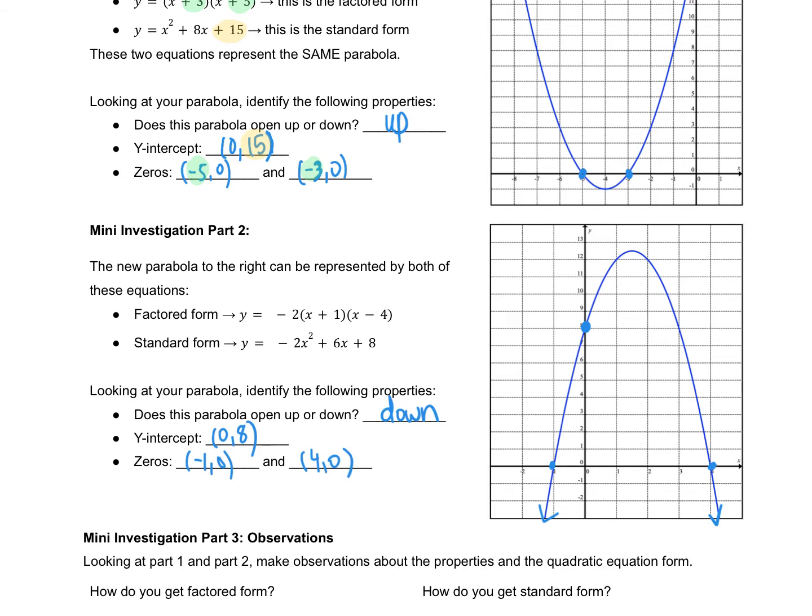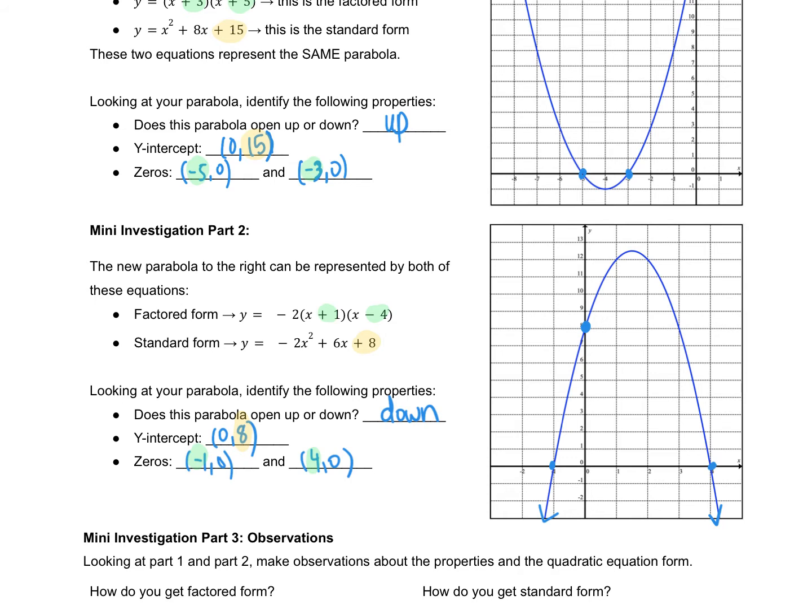So let's make some observations again. Let's start with the y-intercept. We saw it visually to be 8, and it actually matches the constant, just like in the other scenario. For our zeros, we have negative 1, and one of our brackets is positive 1. So there's that opposite sign, and the other one was positive 4, and our bracket said negative 4. So we did perfectly flip our signs, just like in the previous investigation.